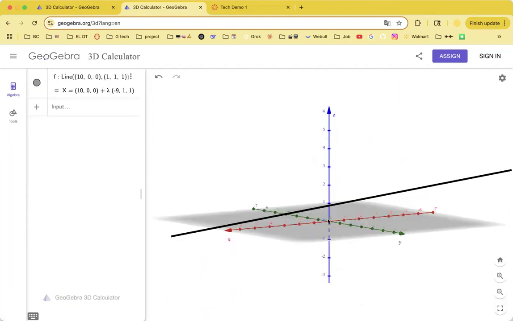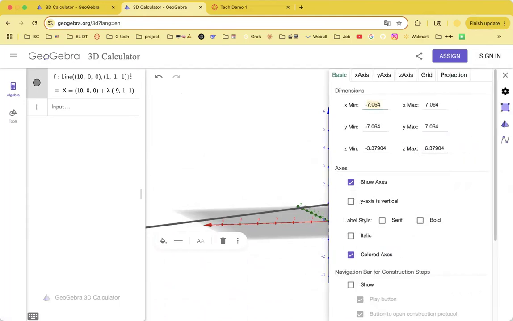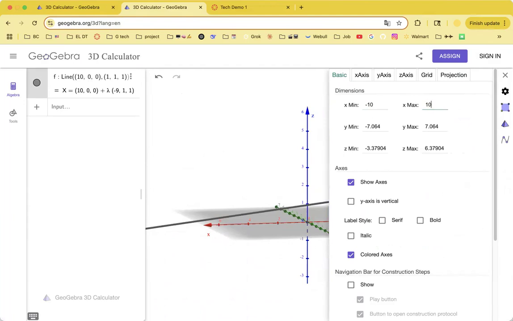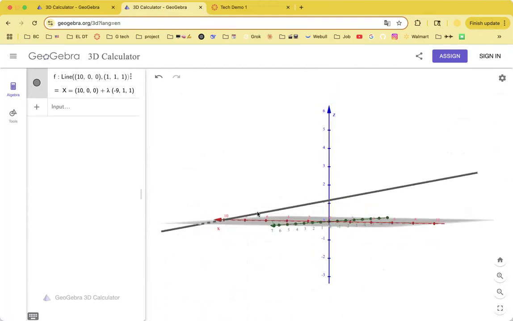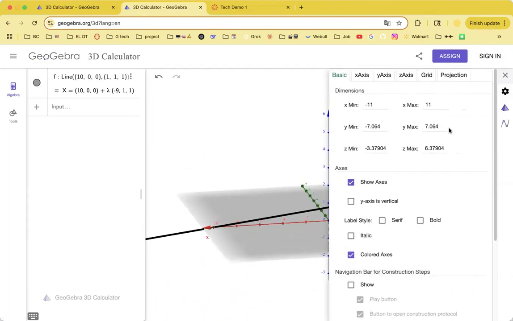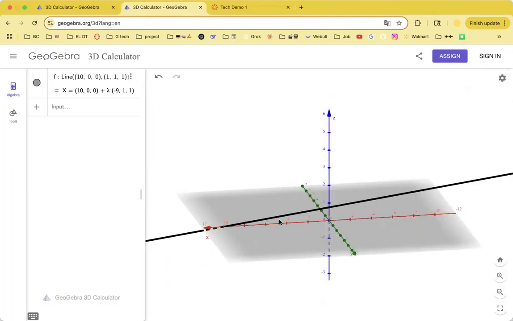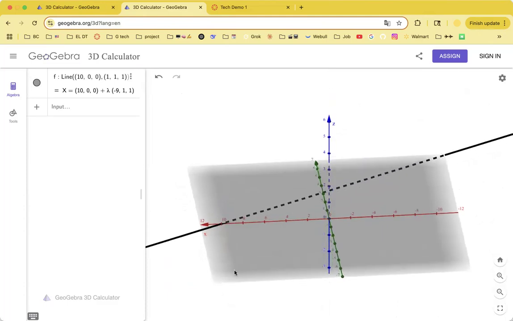the black line here. It will intersect the x-axis at x equals 10. Let me show you that by changing the max and the minimum. Maybe I can make it 11. Then we can see it intersects at x equals 10.